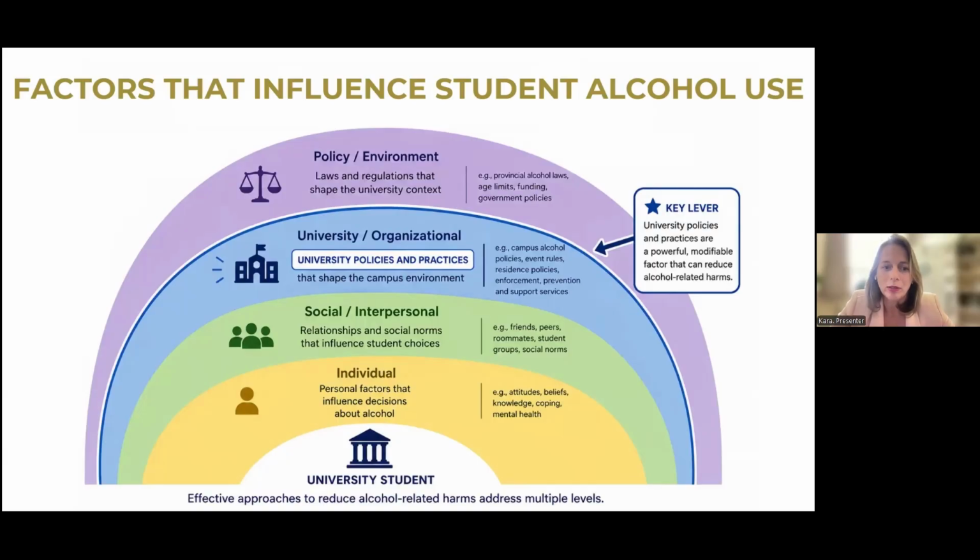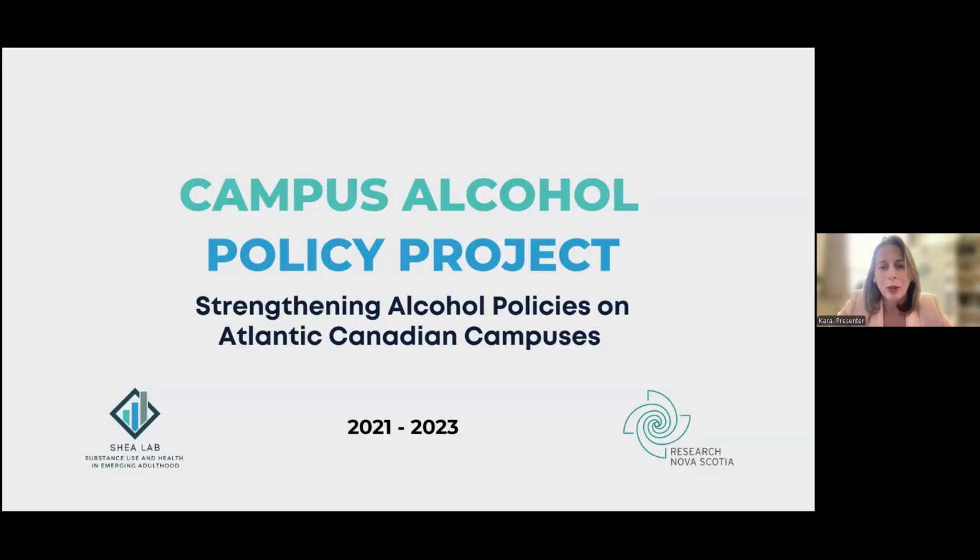And so post-secondary institutions can shape the environment through their alcohol policies, through their regulations related to residences and events, through their control of availability and access of alcohol, as well as through their prevention programming. And so campus policies represent a really powerful and important lever for prevention of substance-related harm for students. The Campus Alcohol Policy Project, some of you may be familiar with. This tool builds off that. So I'm going to just walk people through what this project was and how this tool evolved out of it.